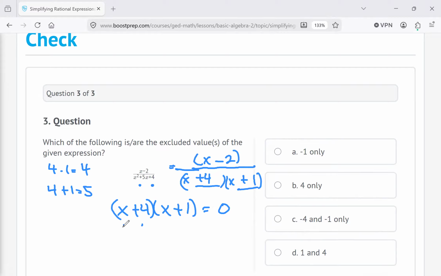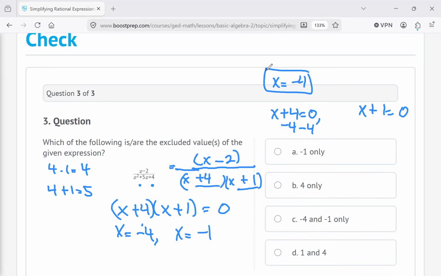Some people can automatically see that when you solve for x, your x values are going to be -4 and -1. But what you're really doing is setting each parenthesis to 0 and solving for x. For example, you're setting x plus 4 to 0, and then x plus 1 to 0, right? Then you subtract 4 from both sides, so you get x equals -4. The same thing here, you subtract 1 from both sides, and you get x equals -1.